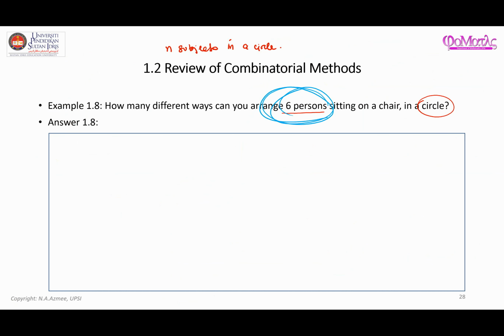How can you arrange 6 persons in a circle? This is going to be applying a straightforward formula, which is n minus 1 factorial. So we've got 6 minus 1, which is 5 factorial. So 5, 4, 3, 2, 1: 20, 60, 120. So there will be 120 ways of arranging 6 persons to be seated in a circle.